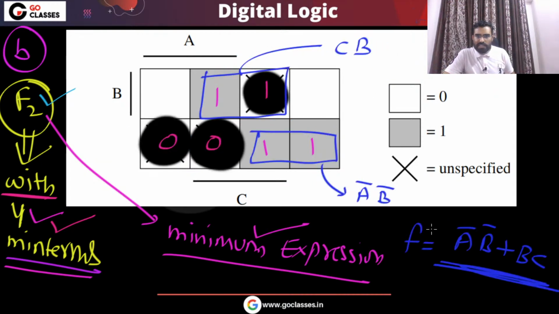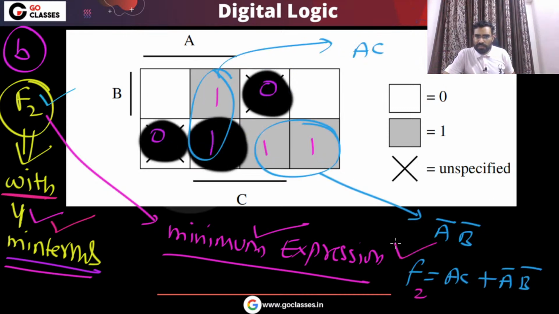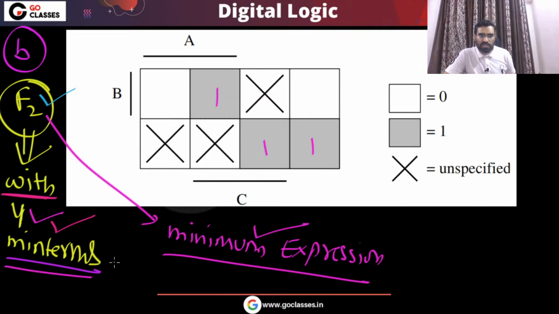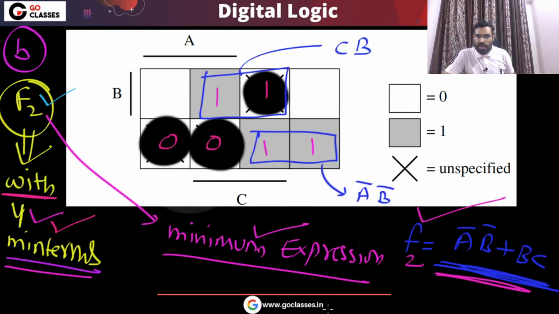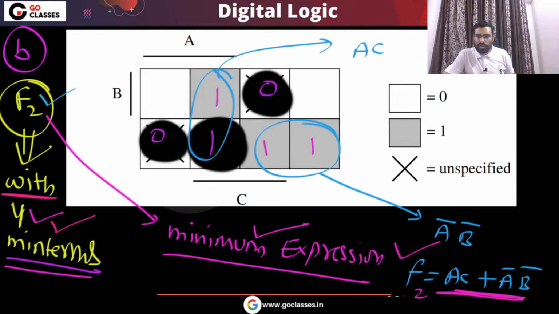The minimum expression is either this or this for F2. So two minimum expressions are possible for this question. For F2 there are two answers. One answer is this and another answer is this one.